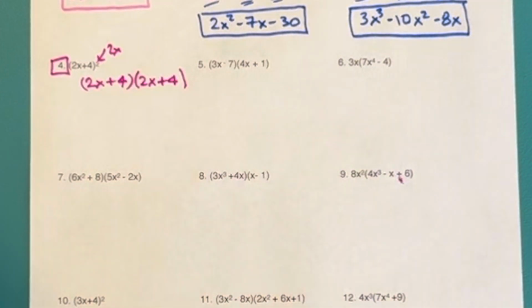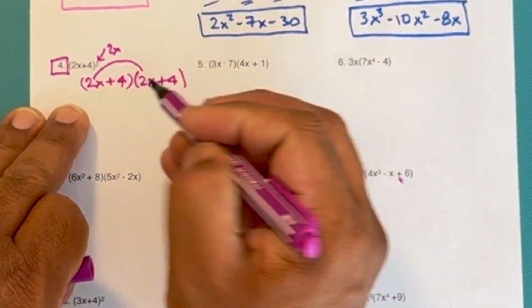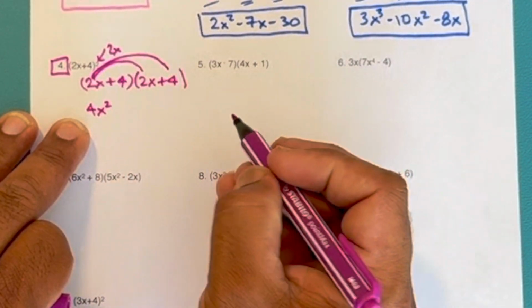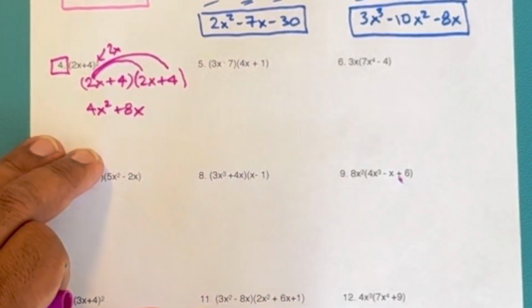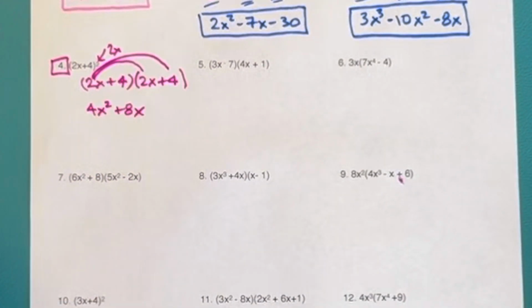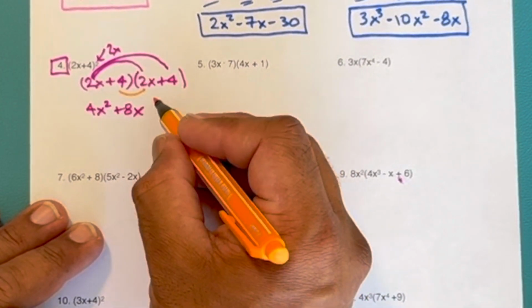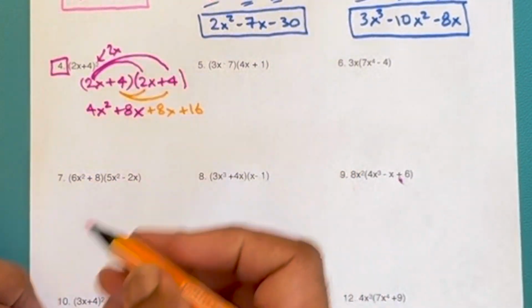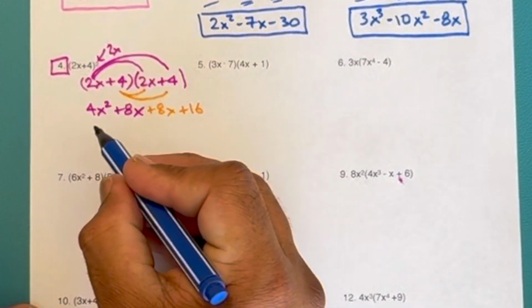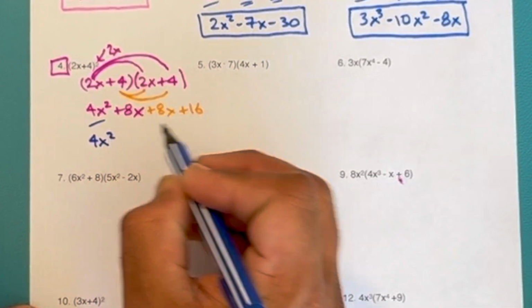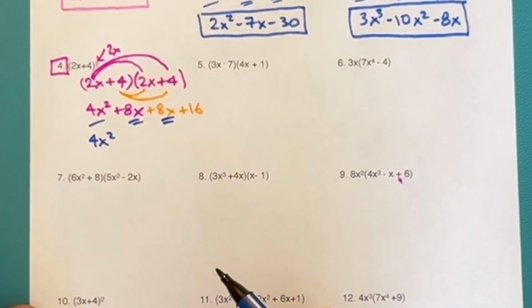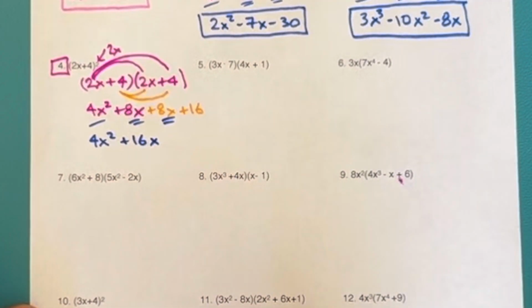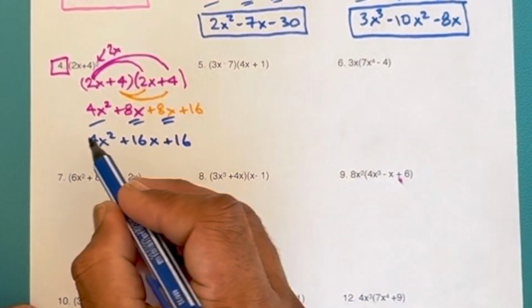So I'm going to distribute 2x times 2x. That's 4x squared. And then 2x times 4 is a positive 8x. Then 4 times the 2x is a positive 8x. And 4 times the 4 is a positive 16. We're going to combine like terms. There's no other x squareds, but there are ones with x that we can combine. So 8 plus the 8 is a positive 16. Don't forget the x, and then a positive 16 at the end.